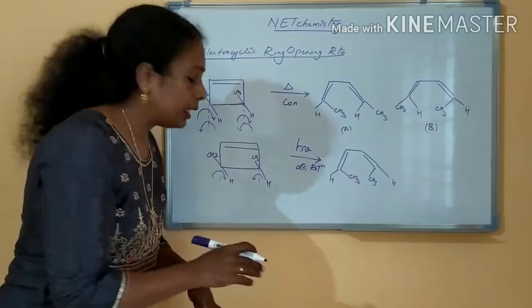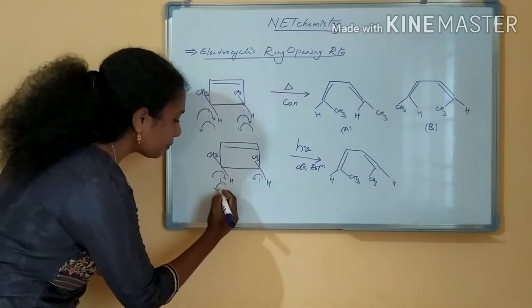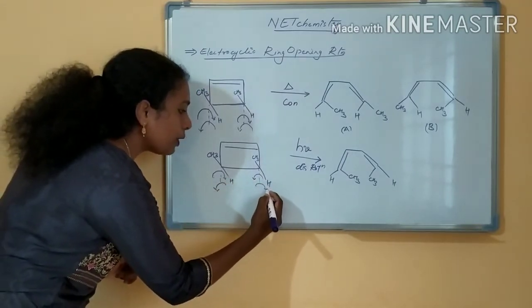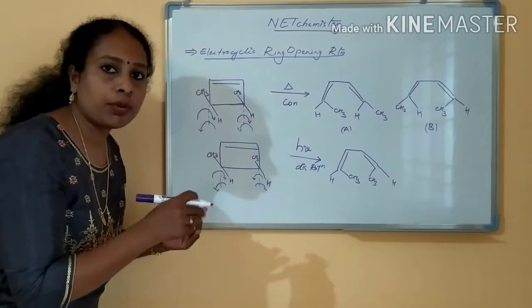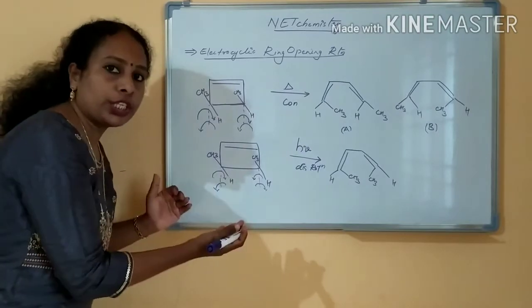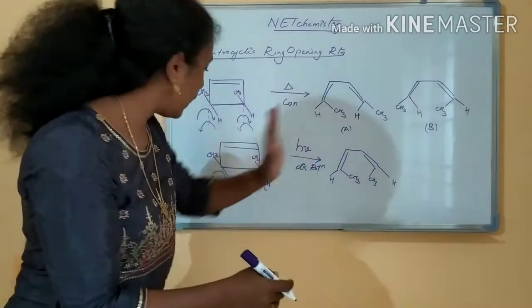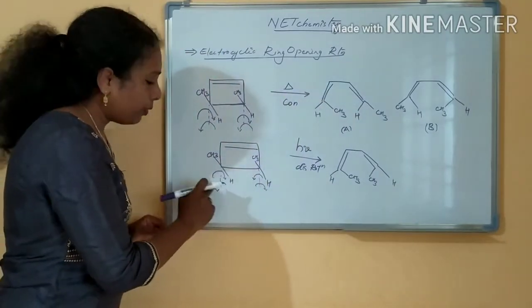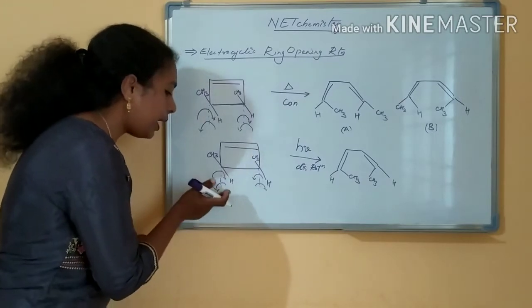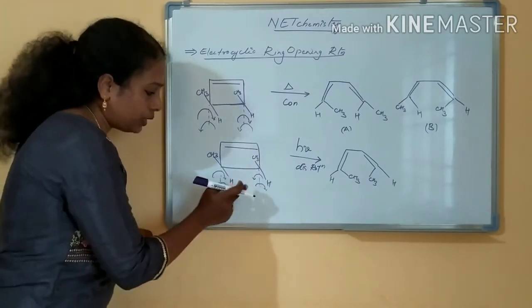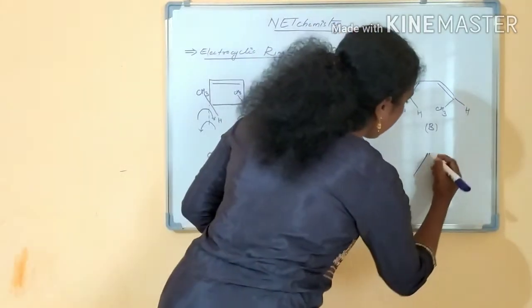And one more possibility is there. This bond will be in the anti-clockwise direction and this will be in the clockwise direction. Seeing both sides, we are getting the same product. In the thermal case we saw both clockwise and both anti-clockwise give the same product. The same way here, one clockwise and one anti-clockwise, and again this bond anti-clockwise and this bond clockwise, okay.